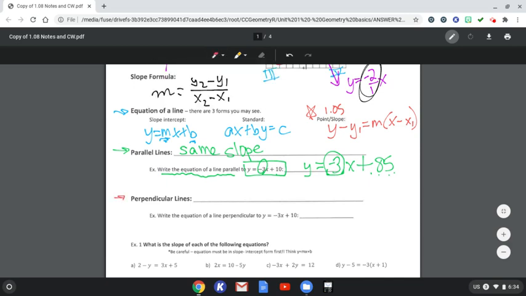Perpendicular lines have negative reciprocal slopes. So that's the word have. Have negative reciprocal slopes. It's an R. Let me rewrite that. Sorry, guys.